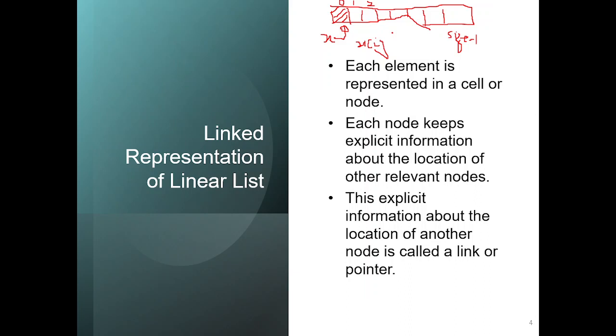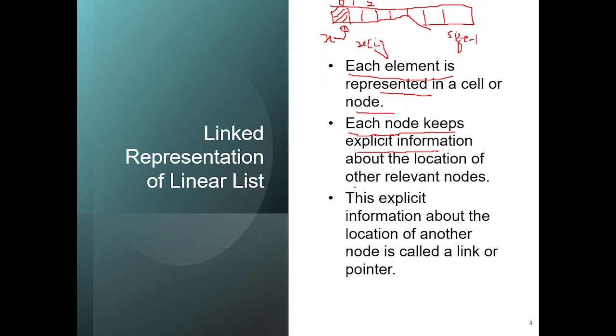In the case of a linked list, we do not use any array, and the elements that are going to constitute the linear list are not going to be located together in contiguous locations. Those elements can be anywhere. Each element is represented in a cell or a node, and each node keeps explicit information about the location of the other relevant nodes.